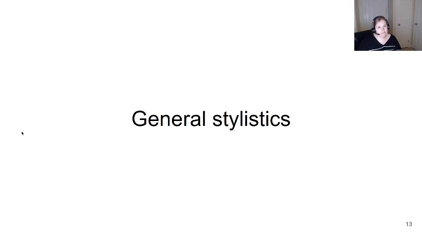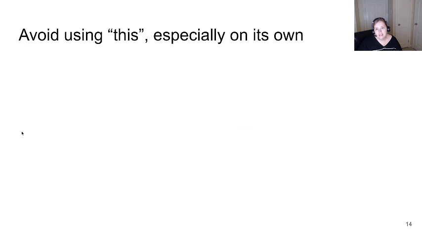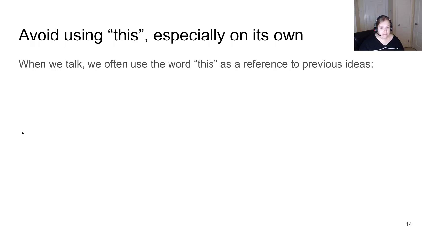General stylistics, okay? This is sort of the stuff that pertains in that list I presented at the beginning. One of those things was that I really, really recommend you avoid using the word this in writing, especially on its own, okay? So if you can avoid it, do. And if you do use it, make sure that it is not ambiguous in the slightest. Let me show you how it can be ambiguous.